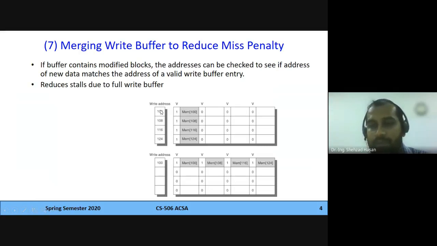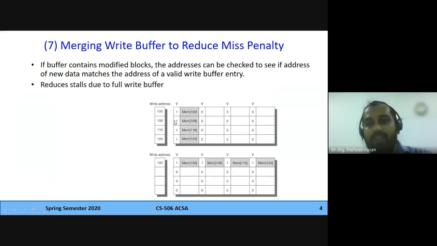What's shown over here is a 4-entry write buffer. Let's suppose we are just writing a single 64-bit element. The processor gives a single 64-bit element to be written at location number 100, so it occupies one field, one address line over here. The second time, the processor gives another write to address number 108, and it writes some more data to that. So that second data occupies the second entry.